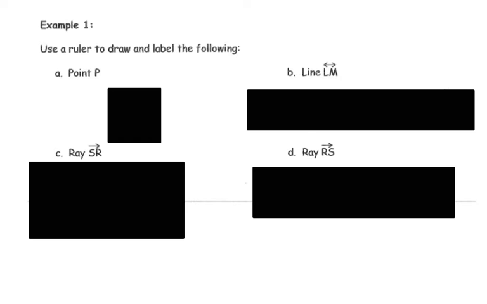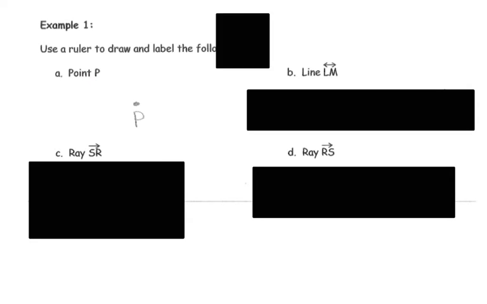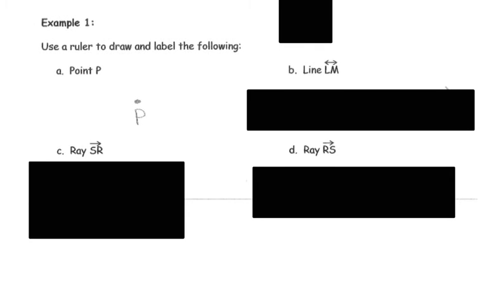All right, if you have a ruler, please use one or really try to draw as straight as possible. Please don't make me have you redo this because you're being sloppy. A point. Drawing a point, you don't really need a ruler for that. You draw a point, and then you label it with a letter P because that's what I said specifically.